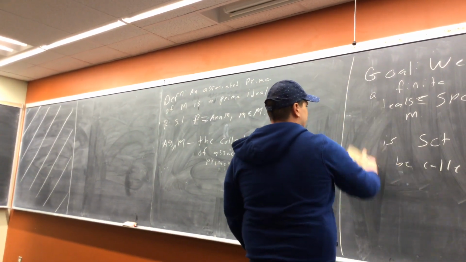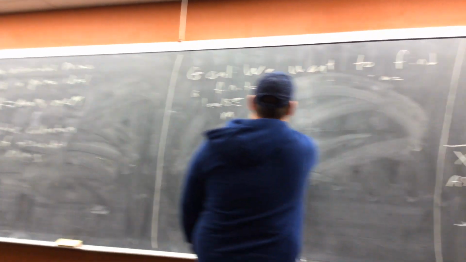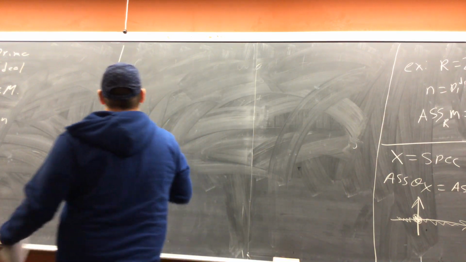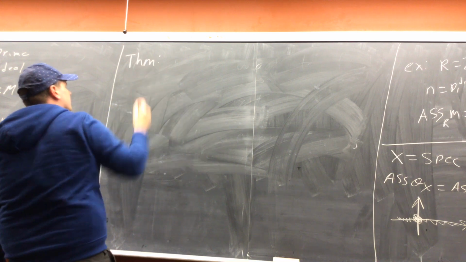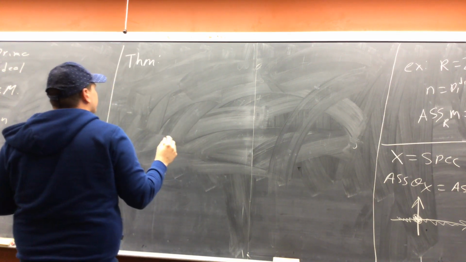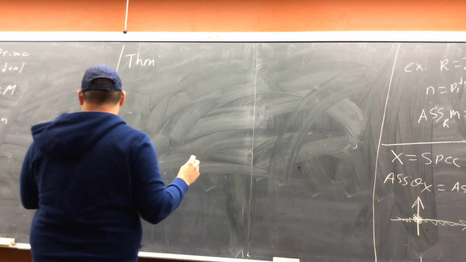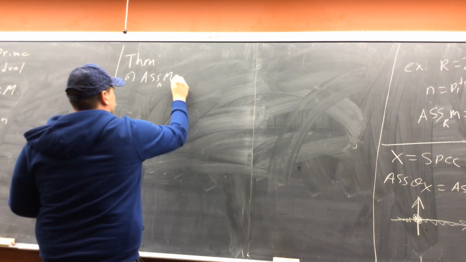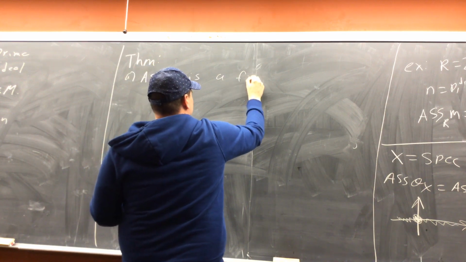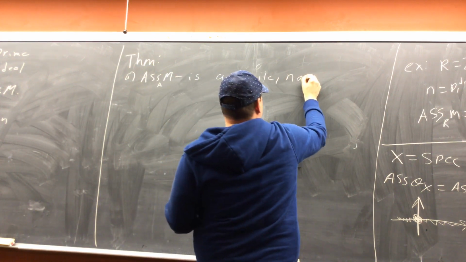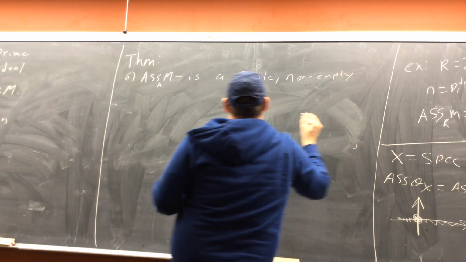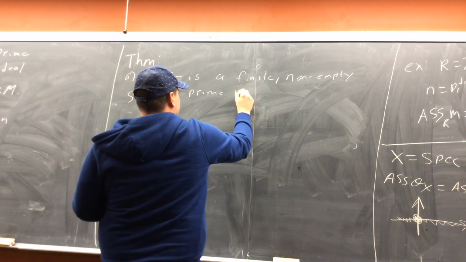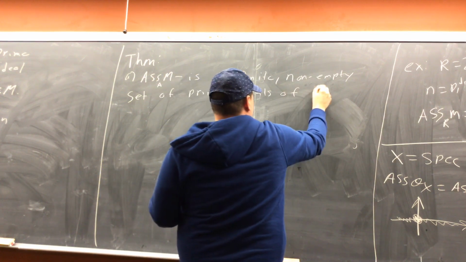So what's the big result, or the first big result? We've done a little bit of this last time. So let's say theorem, again R Noetherian, M a finitely generated R-module. The associated primes of M is a finite, non-empty set of prime ideals of R.